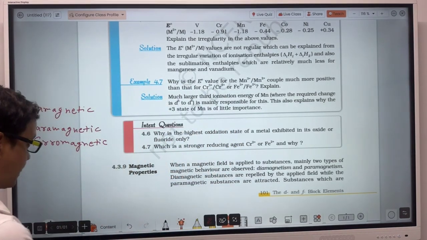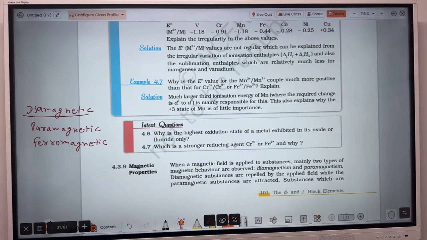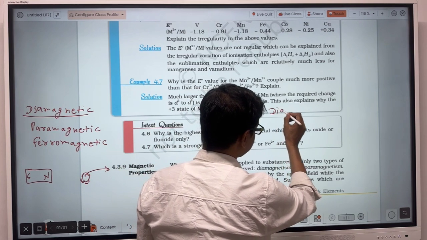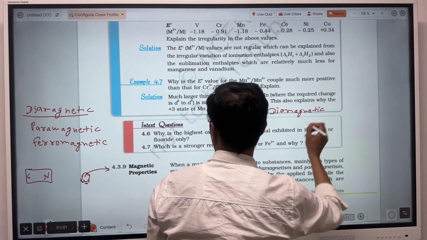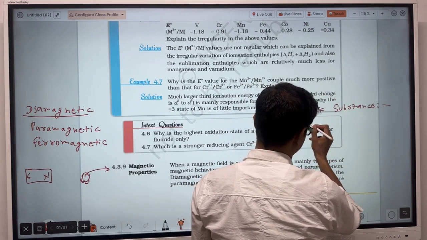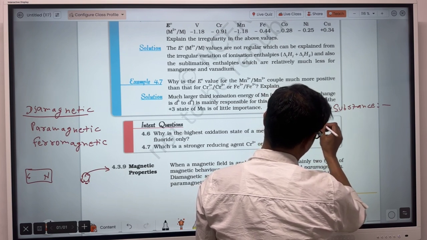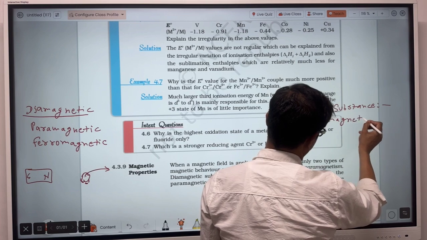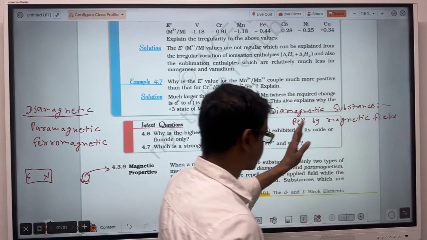Firstly, the diamagnetic substance. This is a substance which is repelled by the magnetic field. That means a magnetic field will be applied across. You know about the magnet, the commonly known magnet is the bar magnet, with North Pole and South Pole. A substance which will repel from the magnetic field will be called a diamagnetic substance. So, a diamagnetic substance is repelled by the magnetic field.